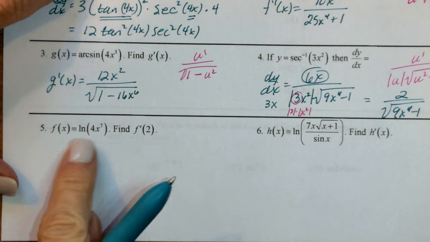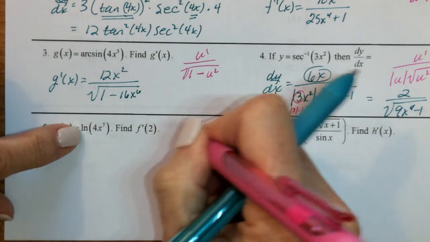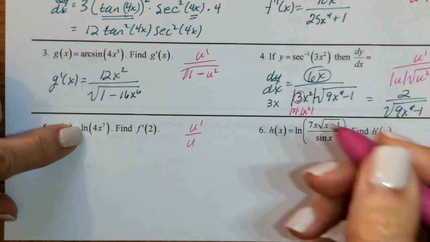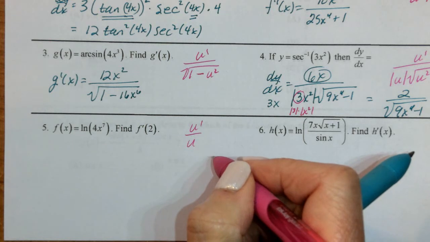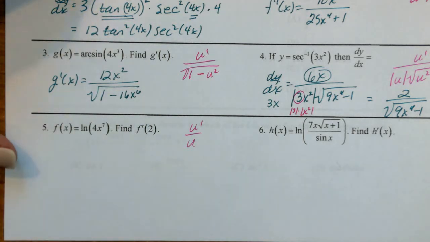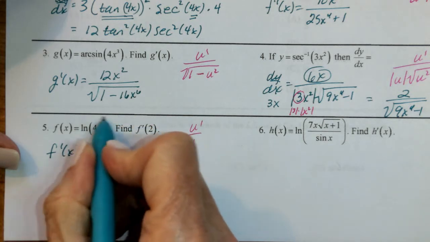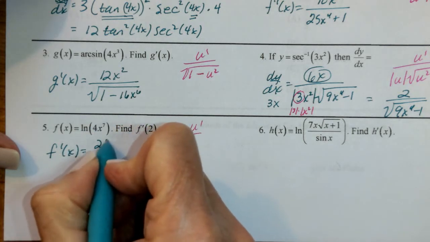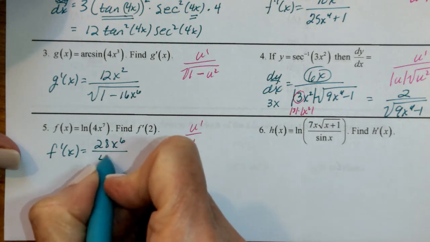Number 5, the derivative of a natural log. Well, the derivative of a natural log is u prime over u. The u prime comes from the chain rule, and it's 1 over u, the derivative is. So here, f prime of x would be the derivative of u, so 28x to the 6th, little power rule, over u.